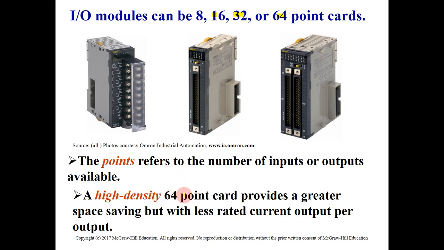So the high density 64 type will provide greater space saving with less rated current per output. It means that if I have 64 terminals, I'm going to connect to 64 output or input devices. Since there are 64 devices, the power of this module will be distributed among all these 64 devices.